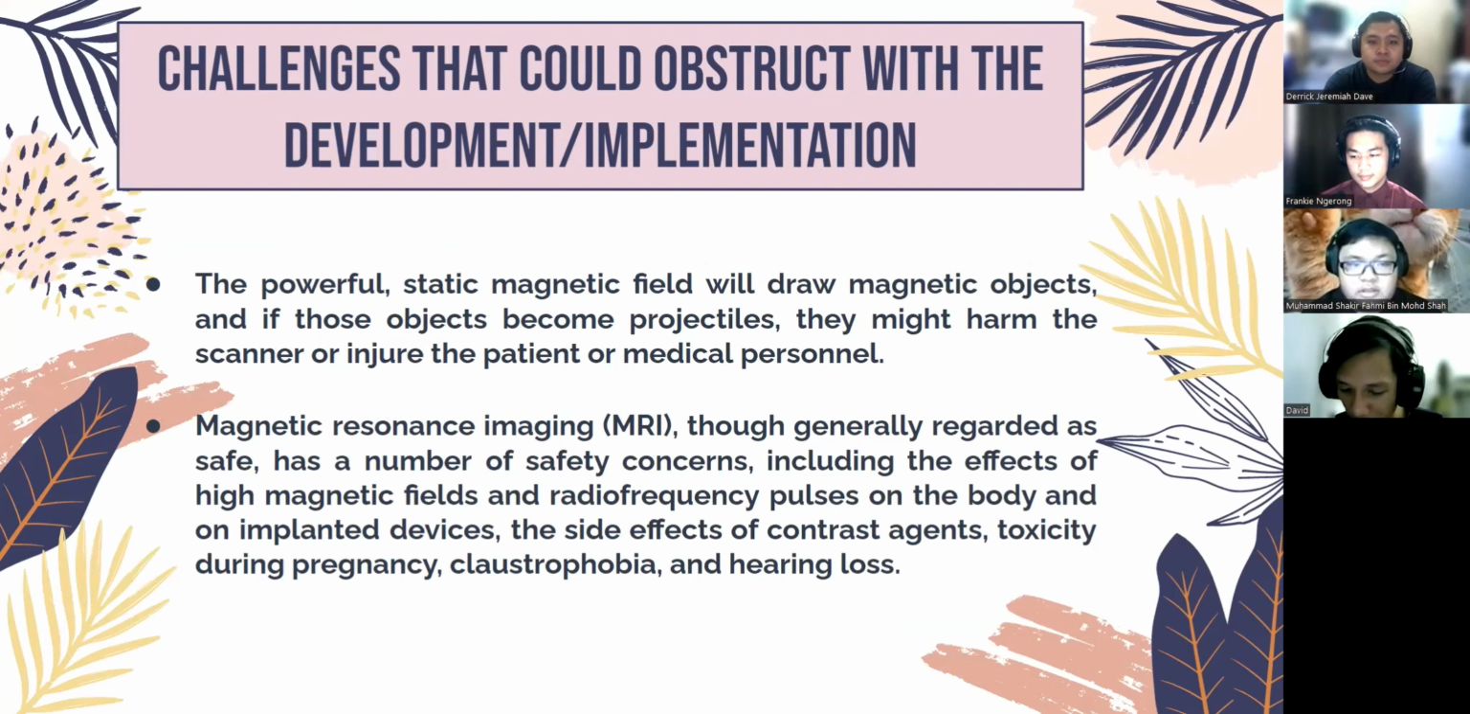The powerful static magnetic field will draw magnetic objects, and if those objects become projectiles, they might harm the scanner or injure the patient or medical personnel. Magnetic resonance imaging (MRI), though generally regarded as safe, has a number of safety concerns, including the effects of high magnetic fields and radio frequency pulses on the body and on implanted devices, the side effects of contrast agents, toxicity during pregnancy, claustrophobia, and hearing loss.